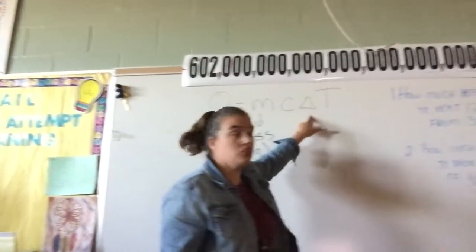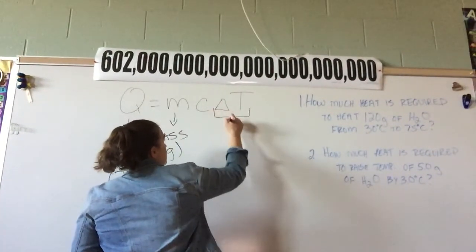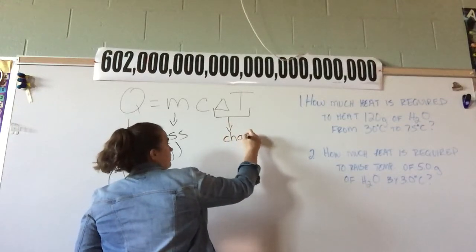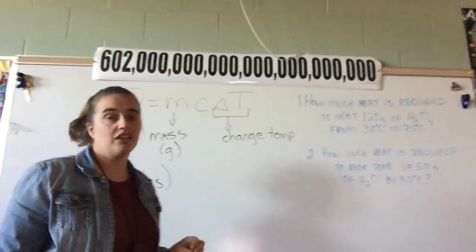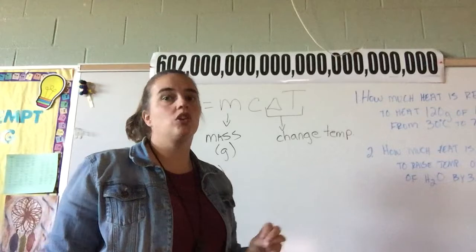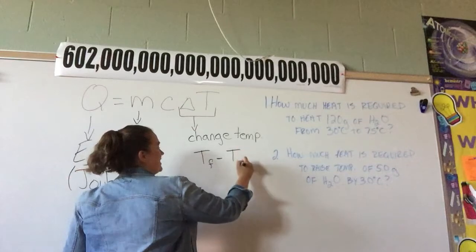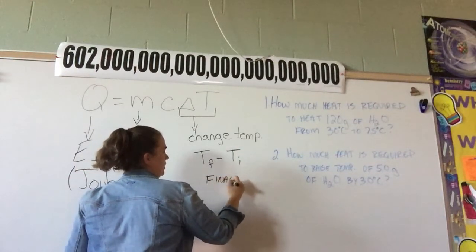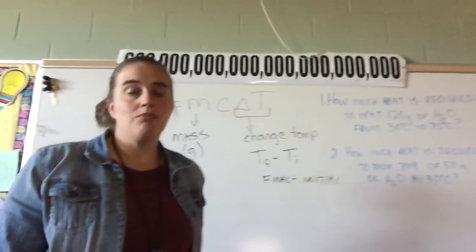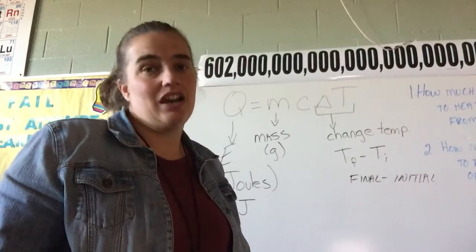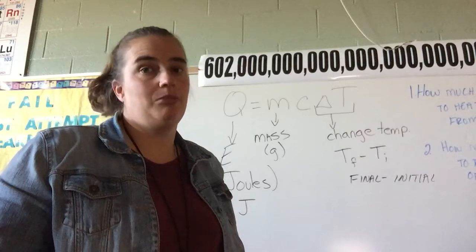Here's this triangle again. That triangle means change in. So this delta T means change in temperature. Now, it is very, very important that you calculate the change in temperature the correct way. It is always going to be final temperature minus initial, always. And the reason I'm saying this is because my change in temperature can be negative, so we need to be careful that we calculate it final minus initial.